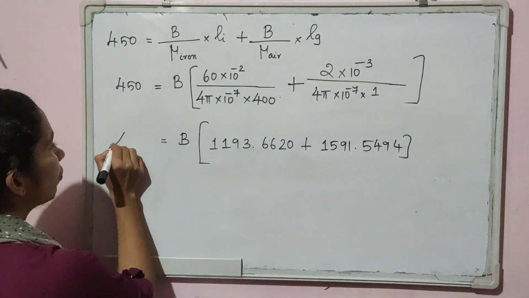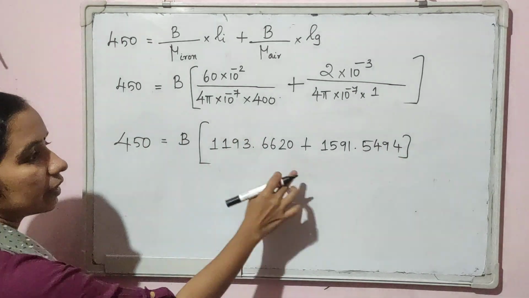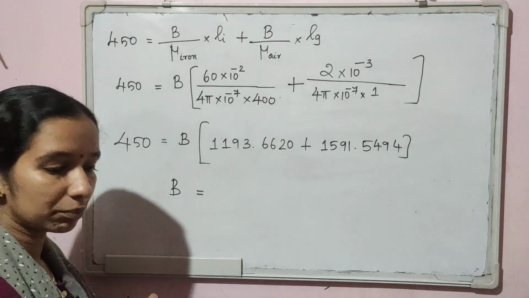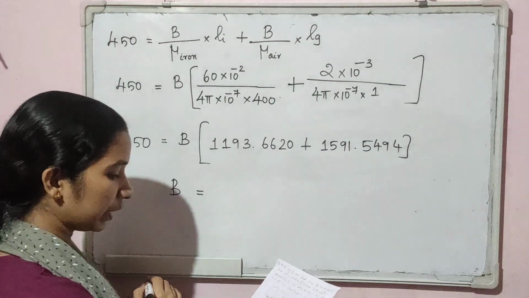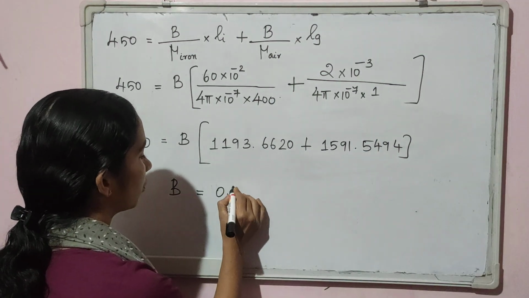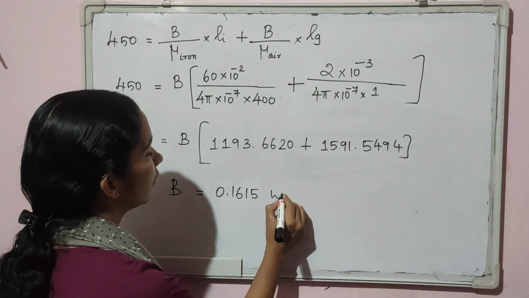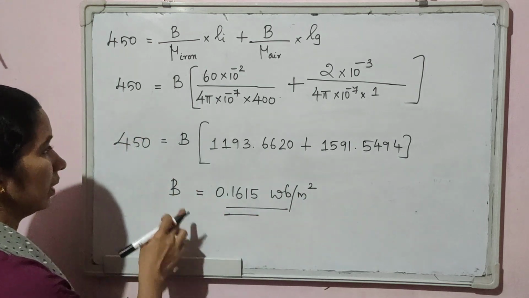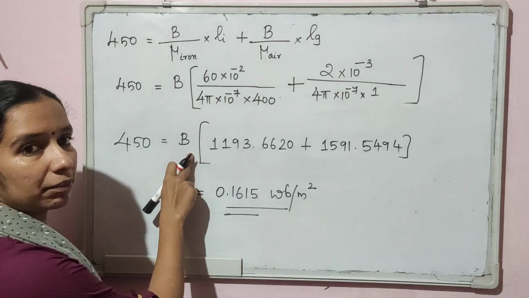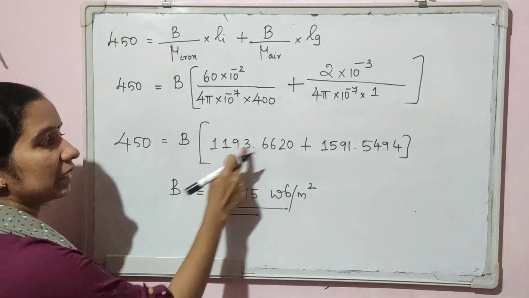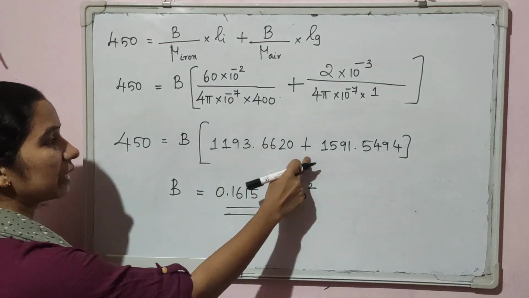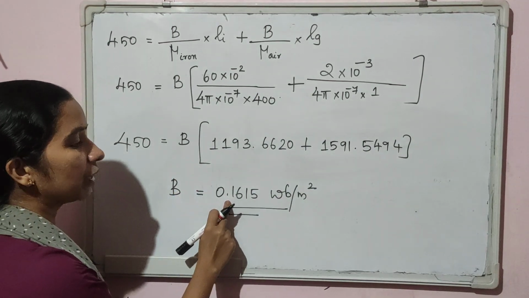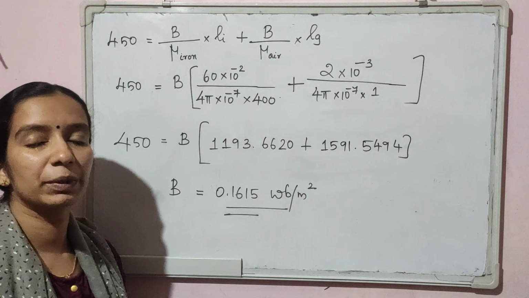Okay, so 450 is equal to this much, and by solving this we will get the value of flux density B as 0.1615 Weber per meter square. So we will get B by dividing 450 by this term. 450 divided by this term will give us the value of B, and that is equal to 0.1615 Weber per meter square.